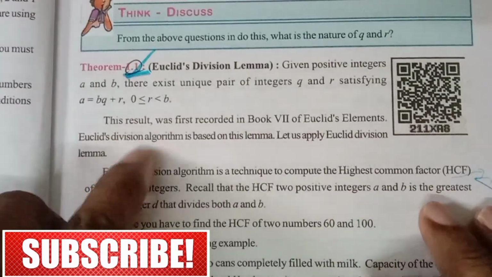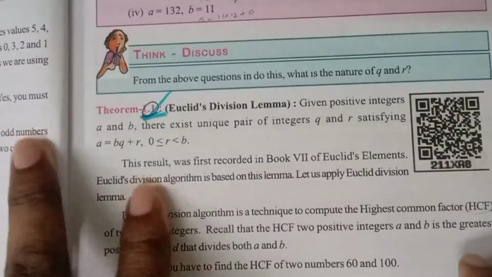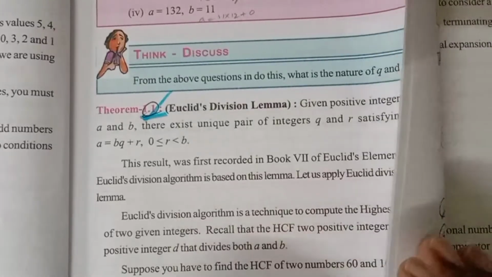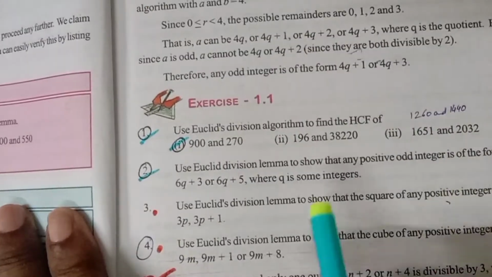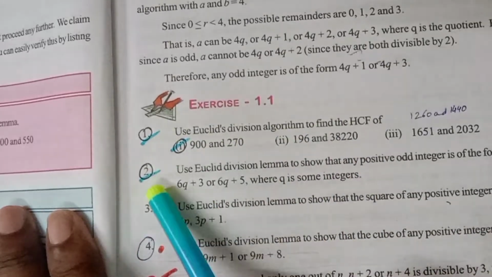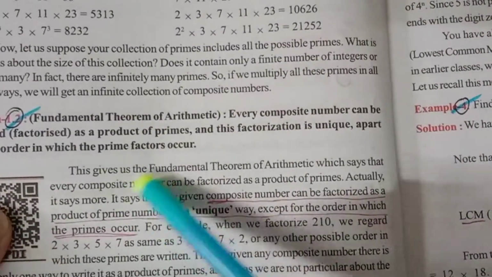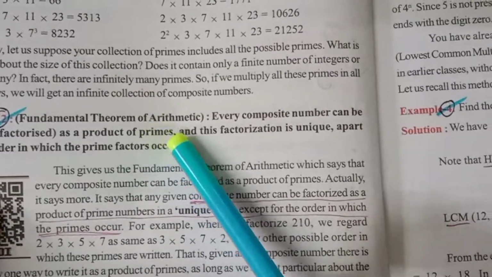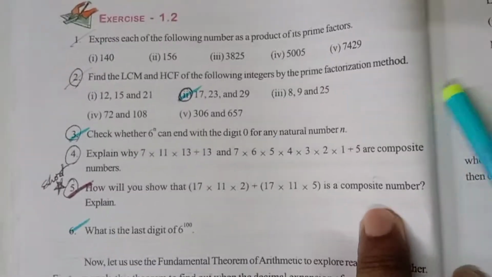So here the theorem on page number 3, Euclid's, will get for 1 mark. In the same way, in exercise 1.1 we are having Euclid division lemma problems. First one and second one, you just have to practice the problems. Next, the fundamental theorem they may ask for 1 mark. Next HCF and LCM they may ask for a 2 marks question. These are all very important models.